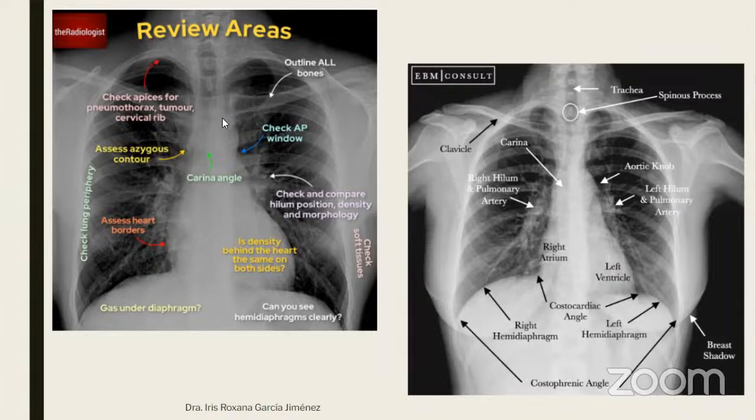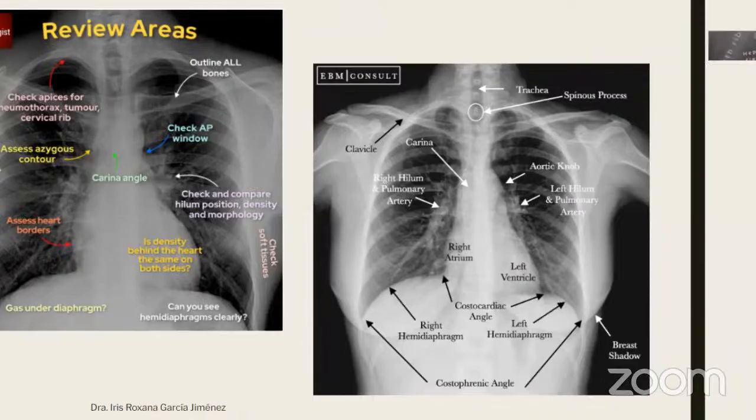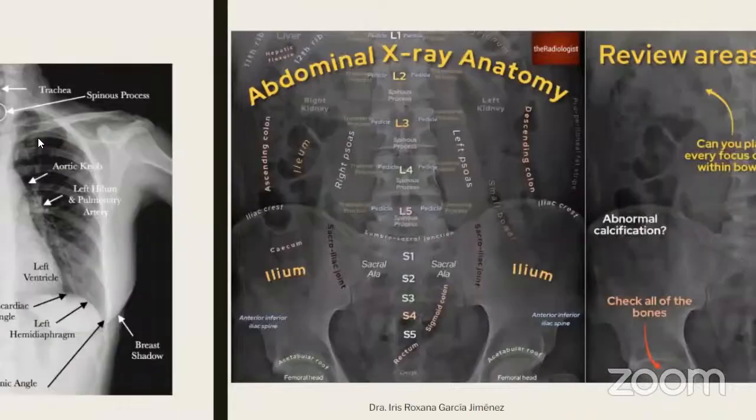And now we have some details for assessing the X-ray properly, which areas we must describe. We don't have to forget them. For example, the outline of the bones. We have to assess the heart borders, check and compare the hilum position, density, and morphology, of course, because we know through experience, through the way we are studying, that every change must be reported, okay? More details for catching these differences.